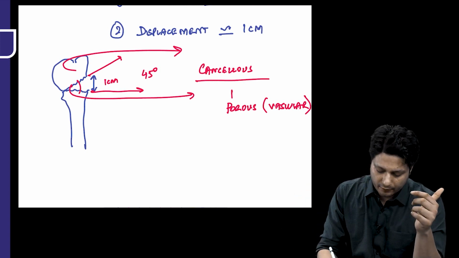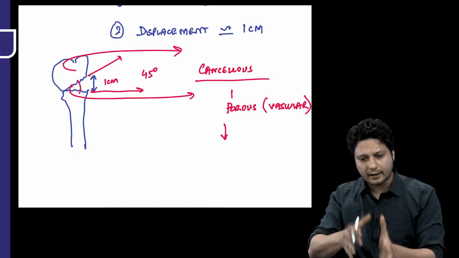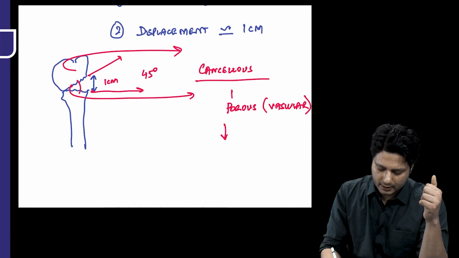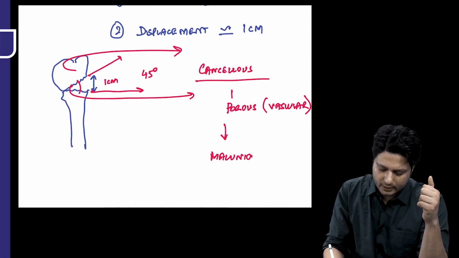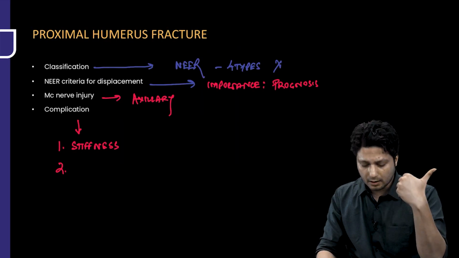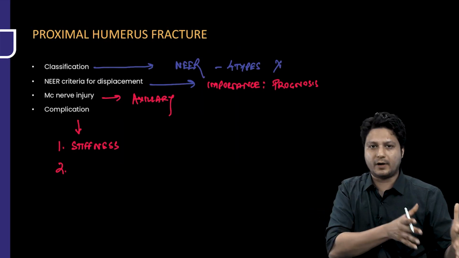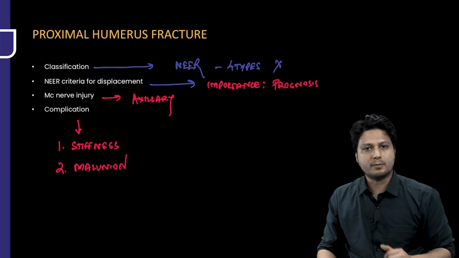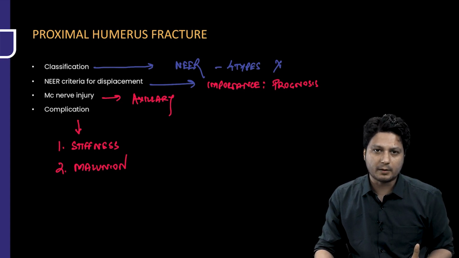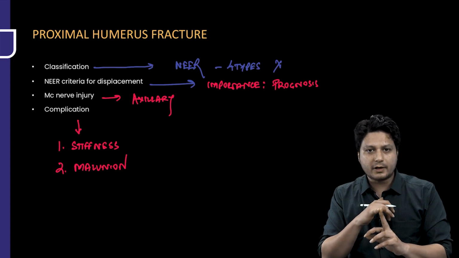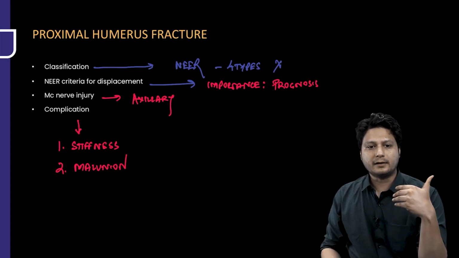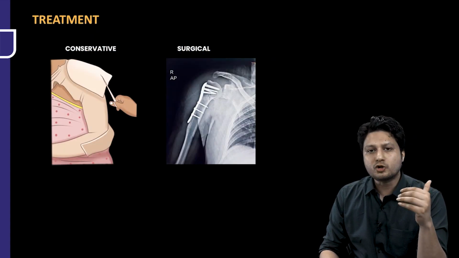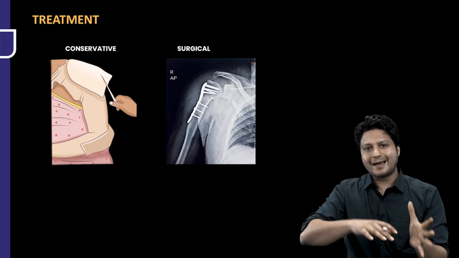So, if you have to write the complication related to union, you have two options. One is non-union, the other is malunion. Obviously you have to go with malunion. That means union will happen, but it is not going to happen in a correct manner. It will unite in an improper fashion. So, malunion is a common complication associated with fractures of the proximal humerus. Hope everything is clear related to this topic. What we have talked about: one, the name of the classification; second, the criteria and its importance; third, the most common nerve injury associated with this; and finally, the complications. The most common complication is found to be stiffness, along with malunion.